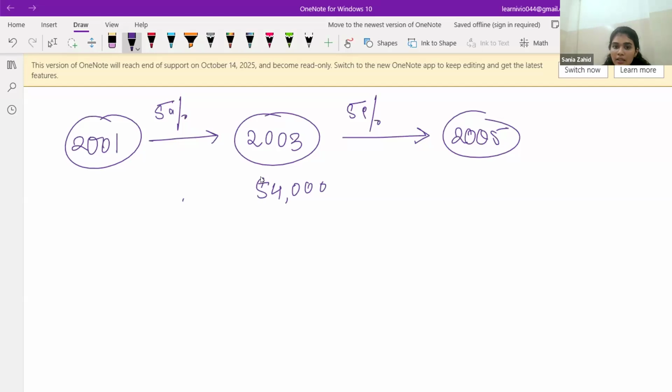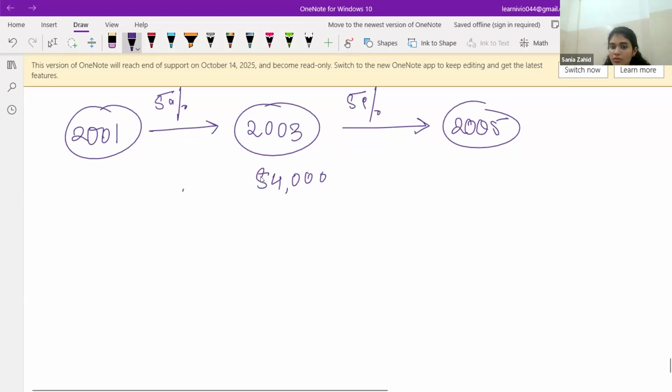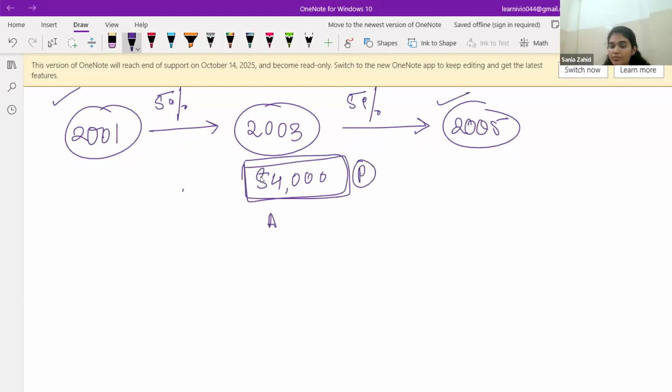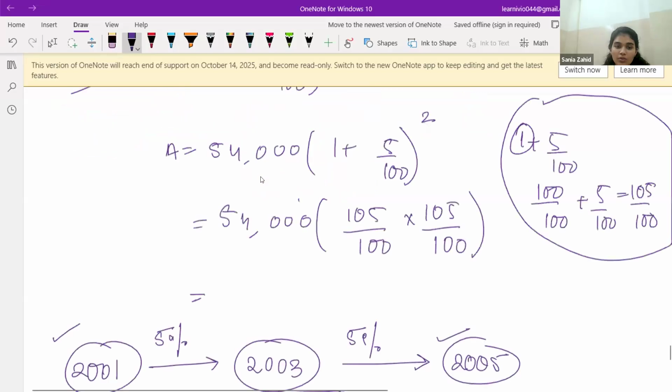Ma'am, I got confused. I thought that in 2001 the population was 54,000. Now, do you understand this? Initially, I was asking you to find for 2001. So for 2001, this becomes the amount. But when you have to find for 2005, this becomes the principal. Okay. Now, children.